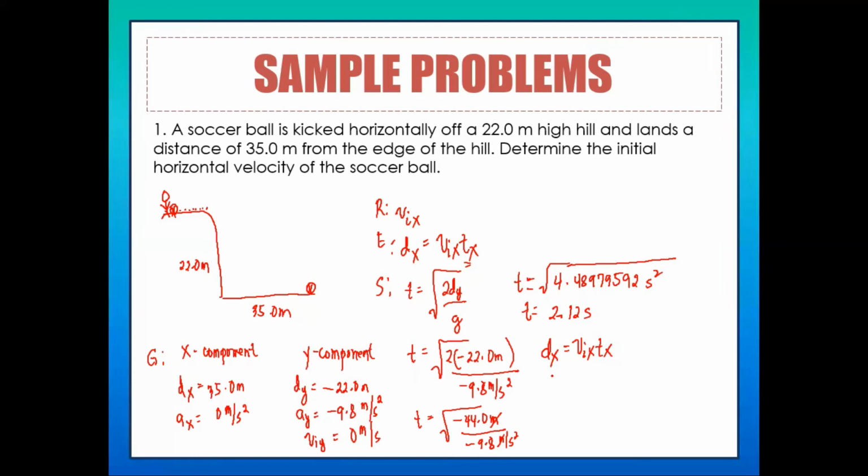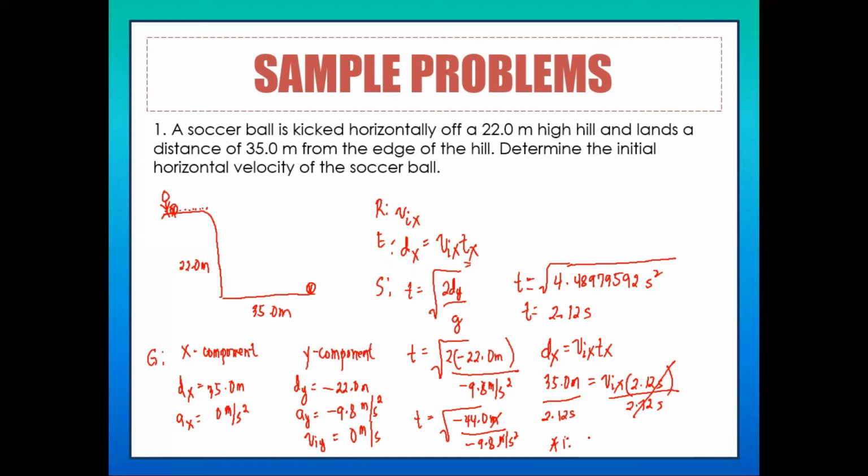So, d sub x, meron tayo 35.0 meters. Hindi yan negative kasi nasa horizontal component. Is equal to V sub ix natin na wala, remain as is, multiply to the 2.12 seconds natin. So, since we're after with getting the value of V sub ix, divide natin both sides by 2.12 seconds. So, cancel this one. V sub ix for our answer, divide lang natin to.